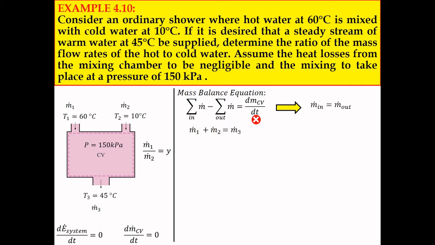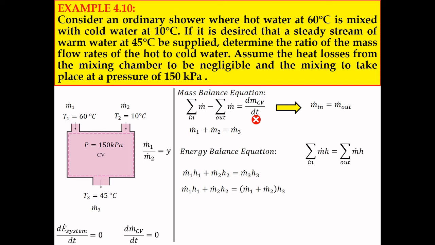So for this specific condition of the mixing chamber, in terms of the mass balance equation, we'll have m1 dot plus m2 dot equal to m3 dot. For the energy balance equation, we have the term for E mass in and also E mass out. So for this case, we'll have m1 dot multiplied by h1 plus m2 dot multiplied by h2 equal to m3 dot multiplied by h3. This is what I call the energy balance equation for this problem.